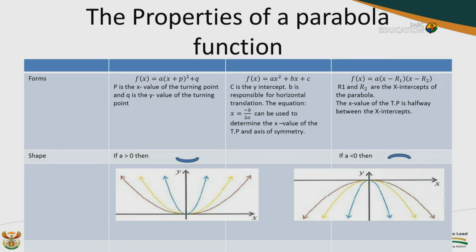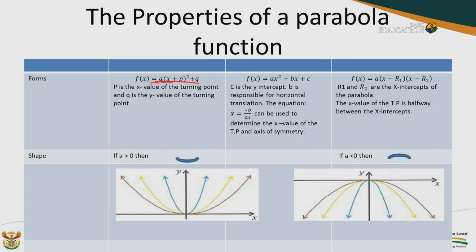And now let's take a look at the properties of a parabola function. Okay, how can you identify a parabola function? So a parabola function should be of the form of what? Should be in this form, f(x) = a(x + p)² + q.